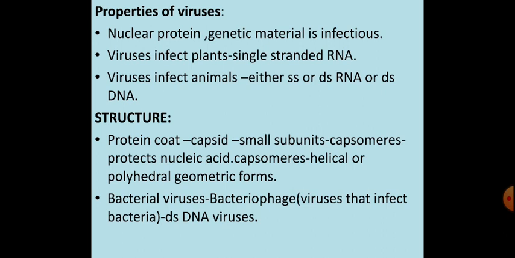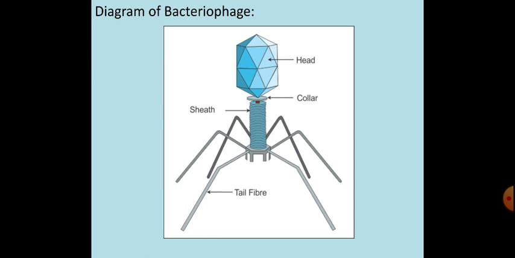See, this is the diagram of bacteriophage. 2 marks diagram. You have to draw it in your notebook. Bacteriophage is a virus which infects bacteria. The genetic material is double-stranded DNA. Okay, this is the picture of bacteriophage. It has a polyhedral head, a collar, a sheath, and five tail fibers. Five stinging tail fibers. This is the structure of bacteriophage.